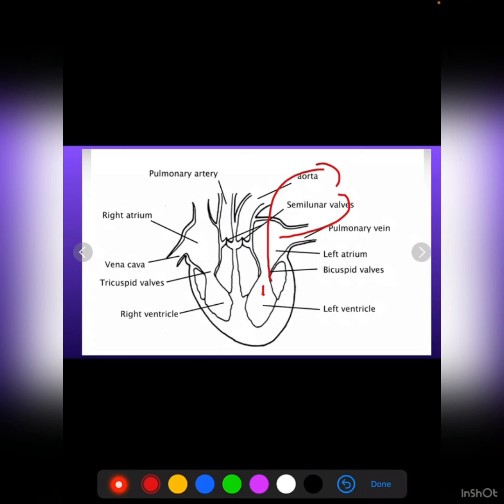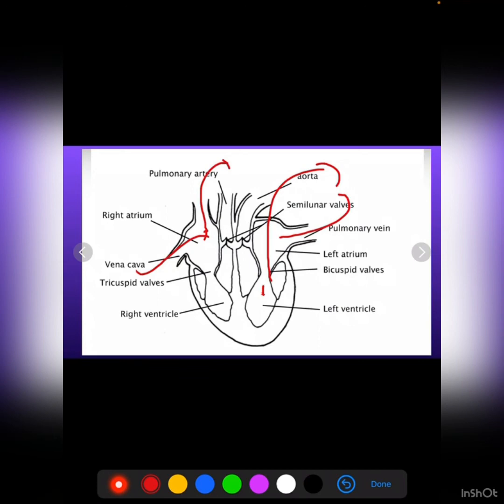After circulating through all parts of the body, the deoxygenated blood enters the right atrium through the vena cava. When the right atrium contracts, the right ventricle expands and the blood flows into it. Then the right ventricle contracts and the blood is pumped into the lungs through the pulmonary artery.